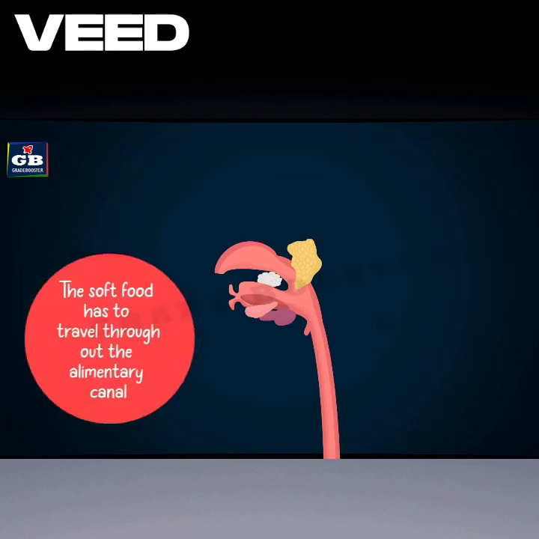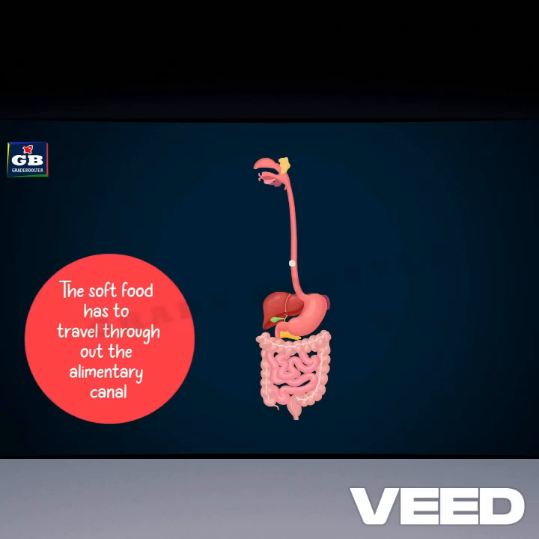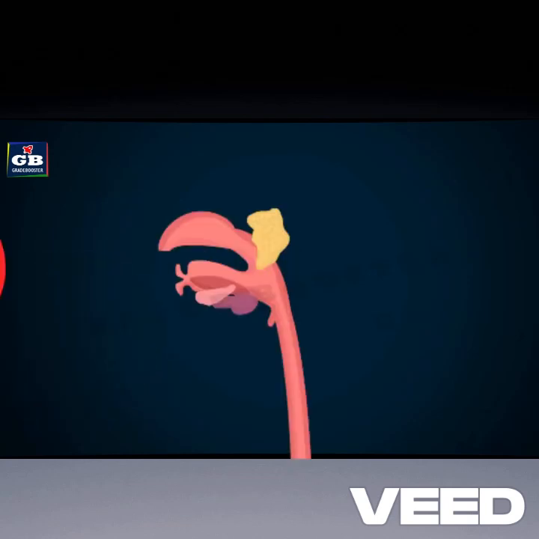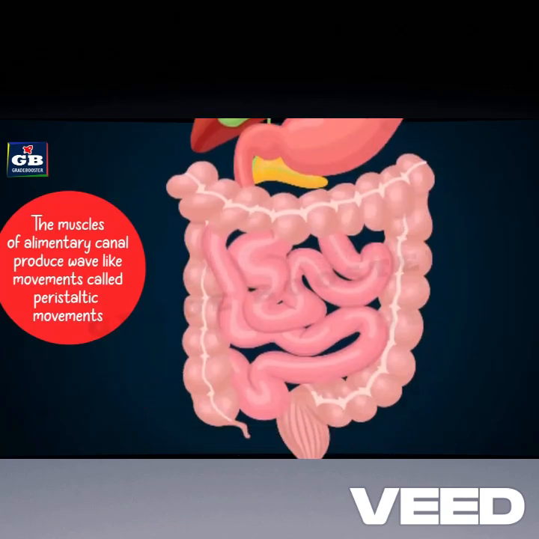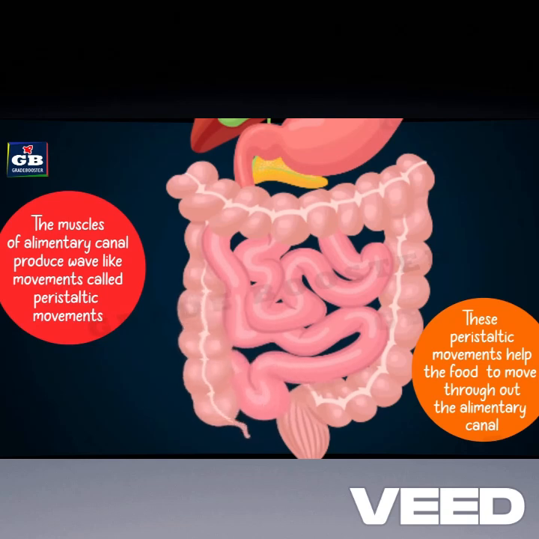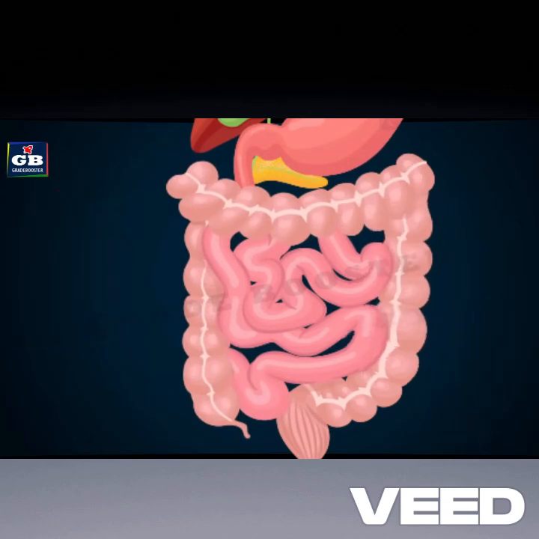Now, this bolus, that is, the soft food, has to travel throughout the alimentary canal. But what makes the food move throughout the alimentary canal? The muscles of the alimentary canal produce rhythmic contractions and relaxations. These contractions and relaxations create a wave-like movement called peristaltic movements. These peristaltic movements help the food to move throughout the alimentary canal.